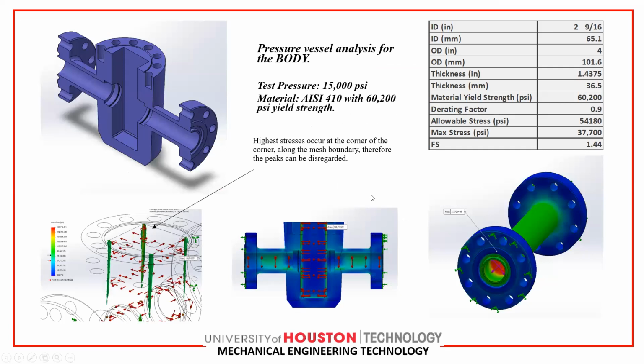In these slides, I'm going to talk about the finite element analysis of the valve body, the pressure vessel analysis for the body. We know the testing pressure is 15,000 PSI, and the material that we have used is AISI 410, whose yield strength is 60,200 PSI. We know the maximum stresses occur at the corners.